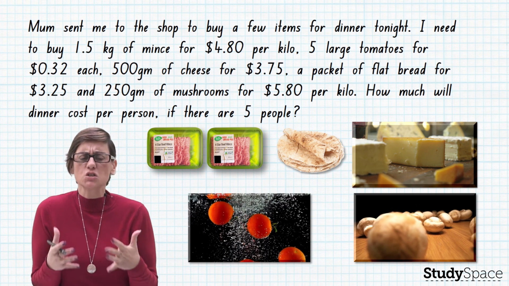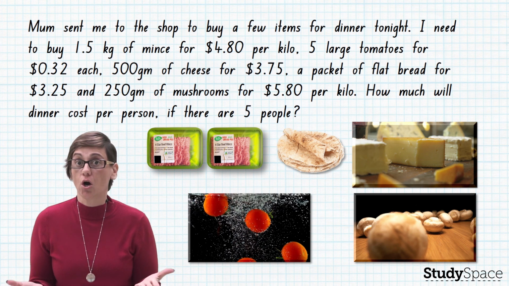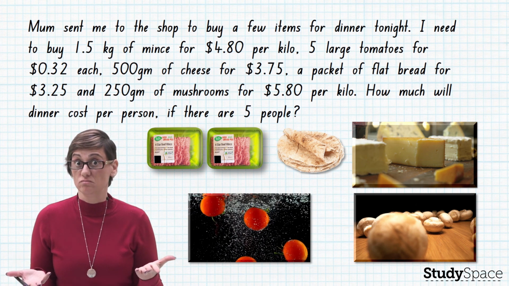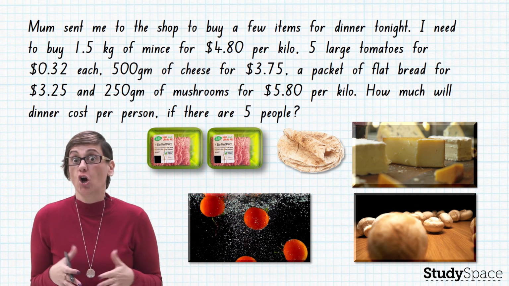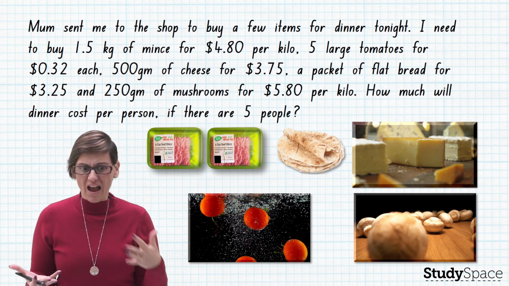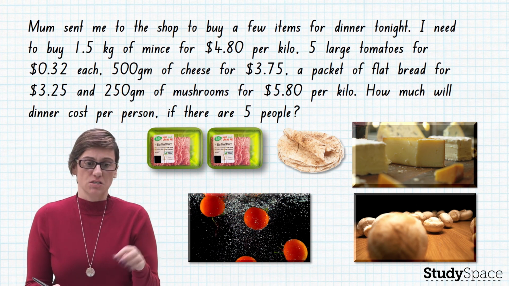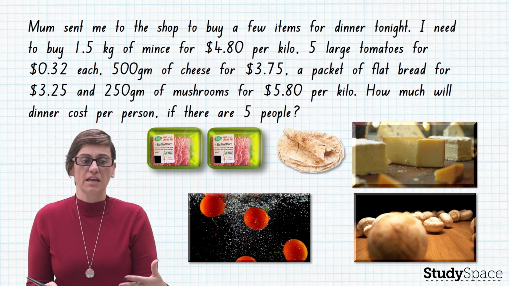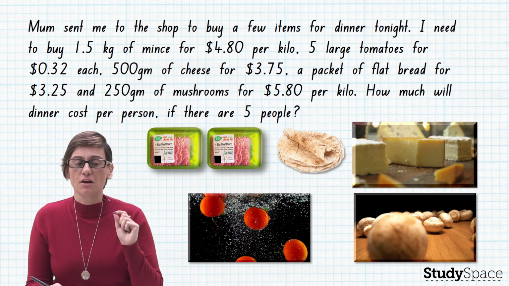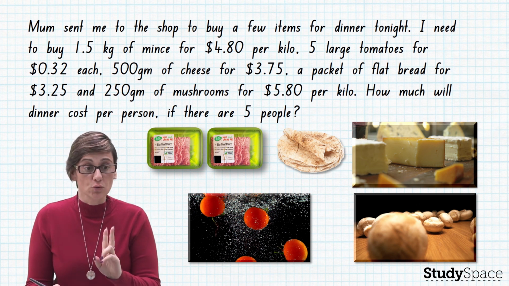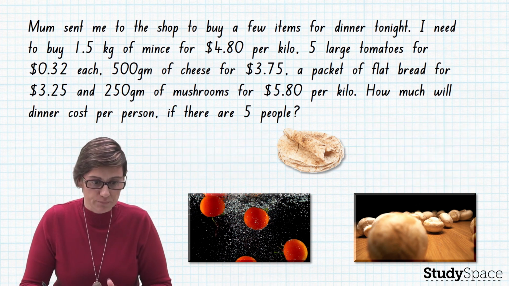Okay, so firstly, what is this question asking us to do? So we need to work out how much dinner is going to cost for 5 people. So how will we do that? So we need to work out how much dinner is going to cost first in total, and then we can divide it up. Okay, so let's do our calculations. Okay, so our first one is the 1.5 kilo of mince for $4.80 per kilo. So we need to divide that $4.80 by 2 to get our half a kilo and how much that's going to cost us. So let's do that first.